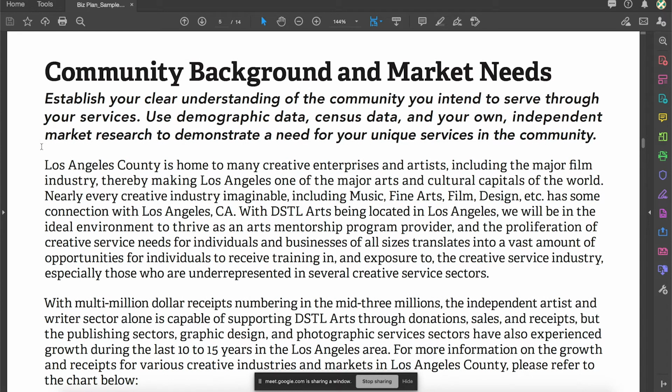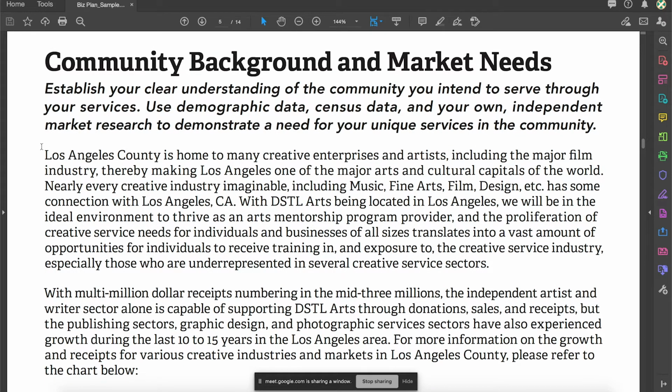This next one is going to be the one that probably requires you to do a lot of research before you begin writing your business plan. The community background and market needs is the section where you really talk about the community that you want to serve. And you have to be sort of real about how much money you want to earn and how much money or income the demographic that you want to serve has.